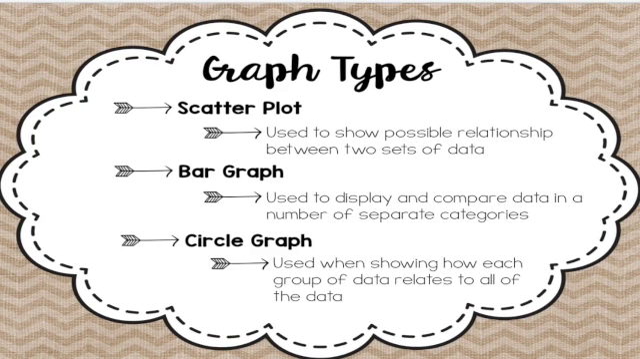All right, graph types. There are three main graph types we're going to talk about: scatter plots, bar graphs, and circle graphs. Scatter plots are used to show relationships between two sets of data. Bar graphs are used to display and compare data in a number of separate categories. And circle graphs are used when showing how each group of data relates to all of the data.